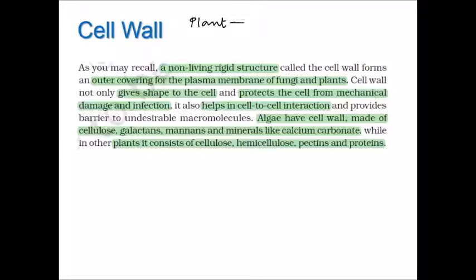What about fungi? Chitin. Yeah. In case of fungi, the cell wall is made up of chitin. What about bacteria? What is a bacterial cell wall made up of? Peptidoglycan. Right. So bacterial cell wall is made up of something called peptidoglycan or murein.